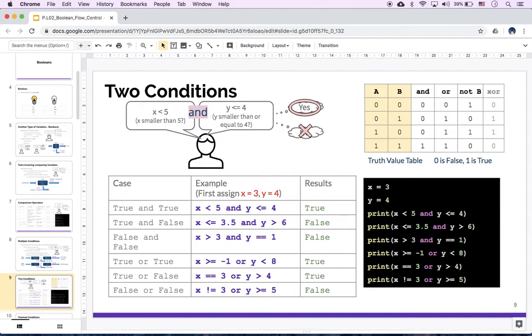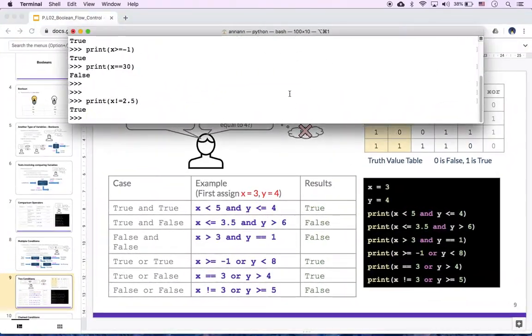Okay, so there are different ways to combine the two comparisons. In here we have and. In the last slide we have talked about or. So what is and? If you have, for example, two true, so both of the conditions are true, then if you're using and, then you will have a true, like here. I'll try that in here, okay?